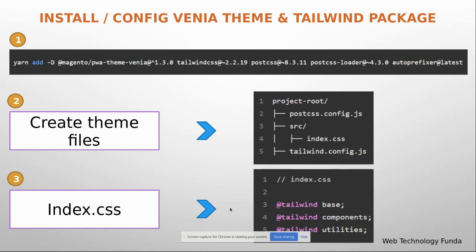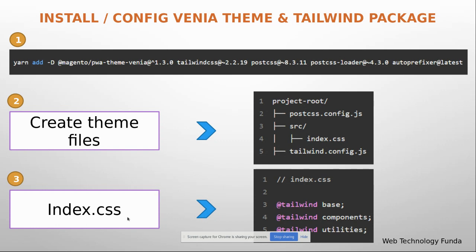Then we need to create a few files to configure the Tailwind CSS. For example, in the project root, we need to create postcss.config.js, and inside the source, index.css and tailwind.config.js. Earlier we had to create these manually, but I think in the latest version of the Magento 2 PWA Studio, it is created automatically while creating the project.